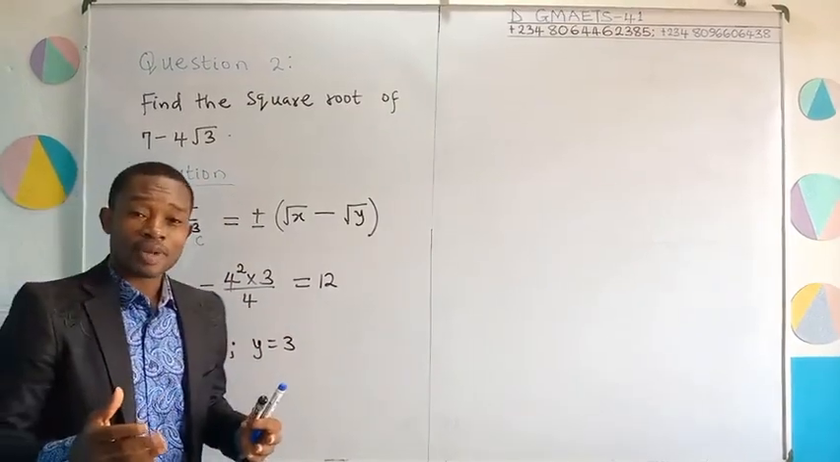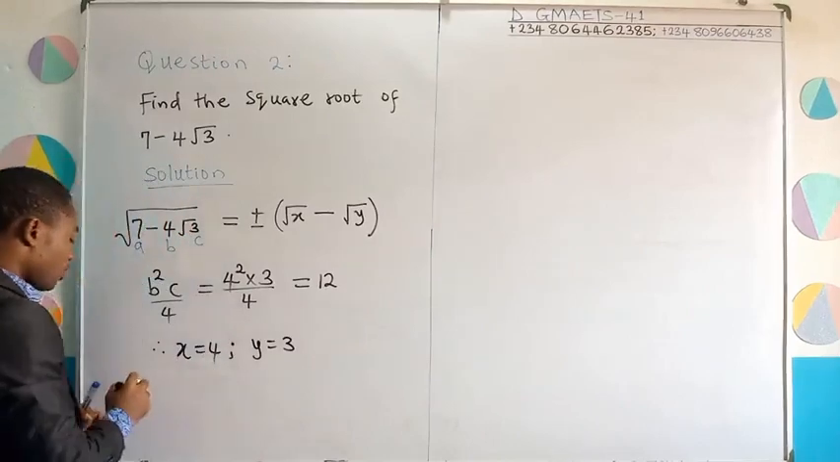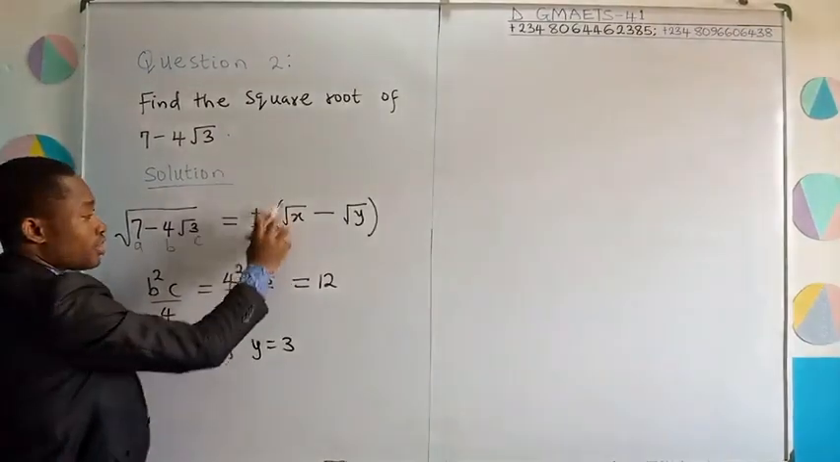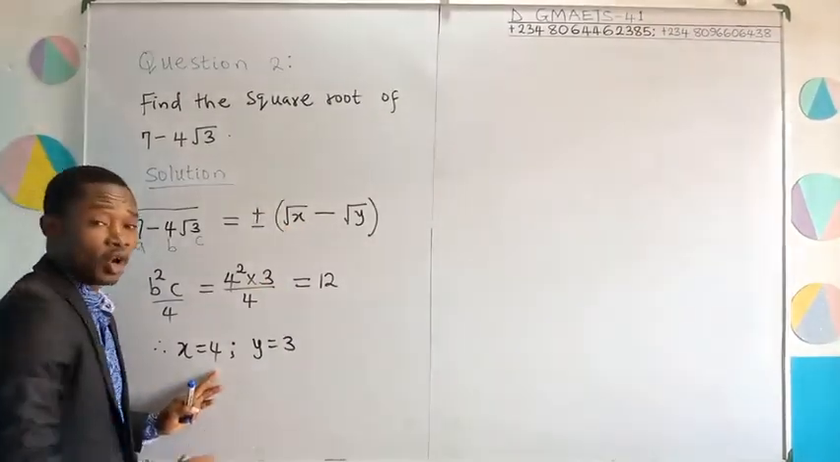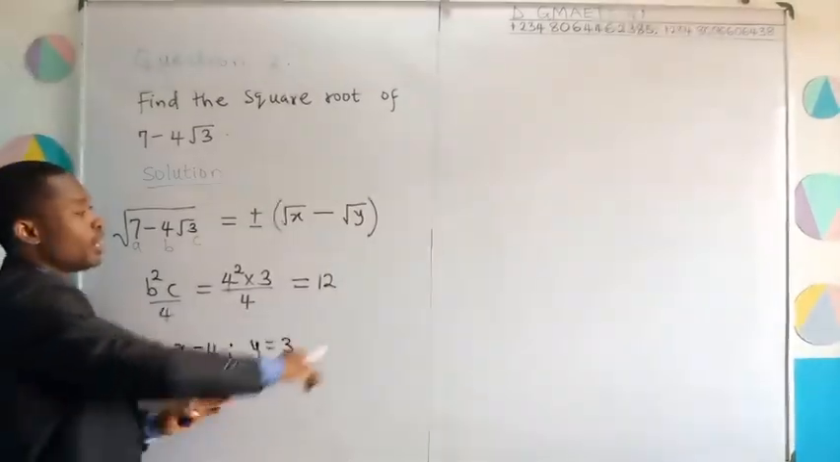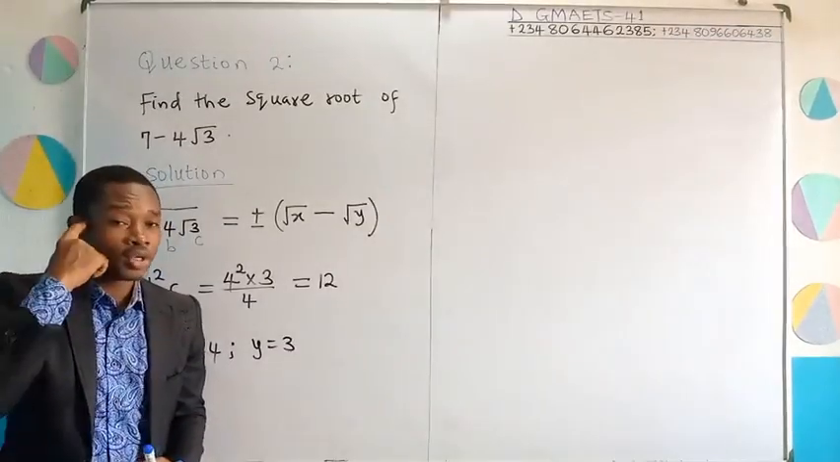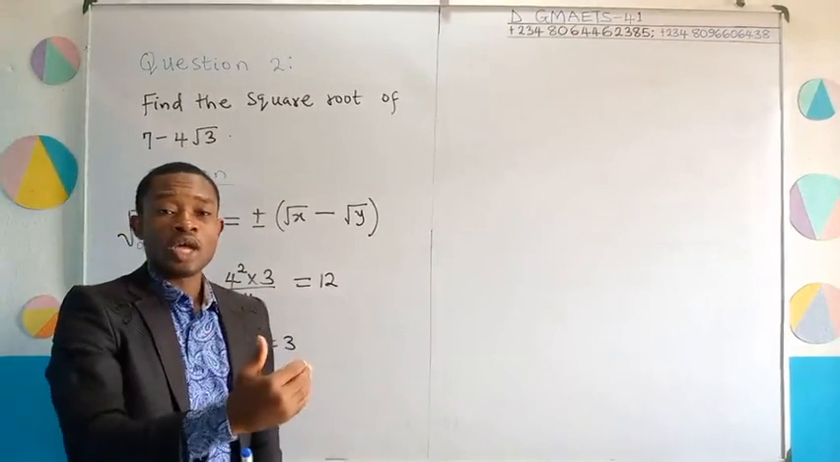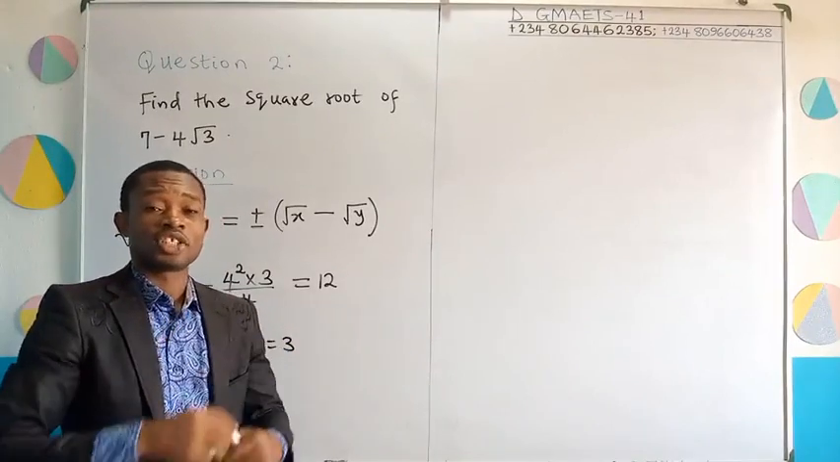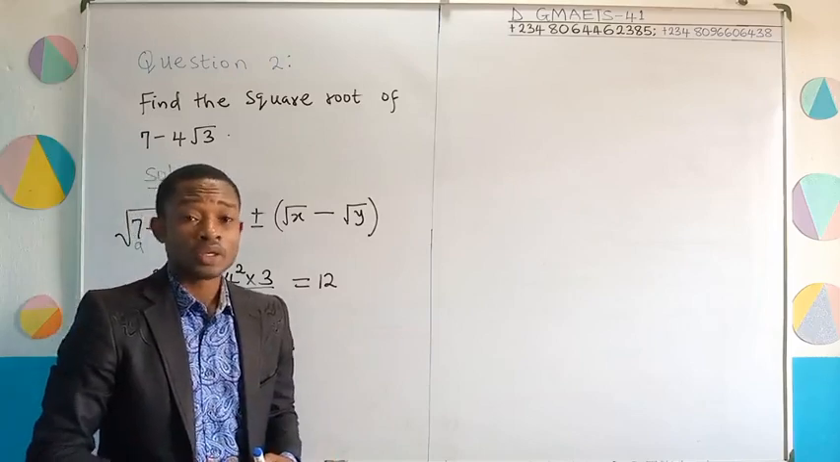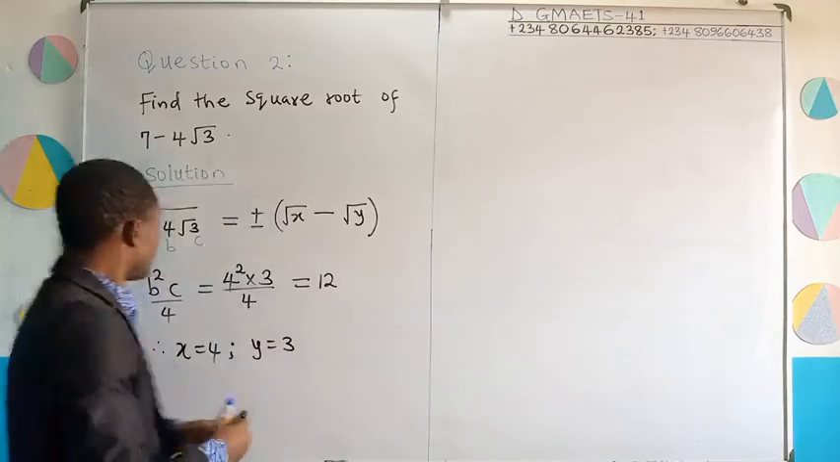Having done this, our problem is solved. We could just simply go back. The square root of this term given to us is equal to plus or minus the square root of 4, because we are taking x to be 4, and then minus the square root of 3, because we are taking y to be 3. Please take note, there is no rule that x must be 4 and y must be 3. It can be interchanged. Taking x as 3 and then y as 4, you still get the same result.